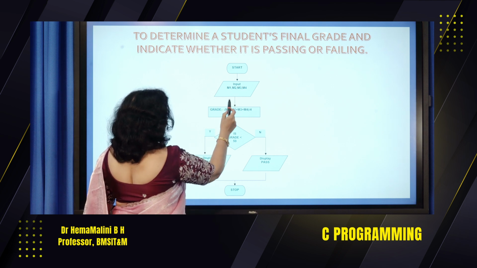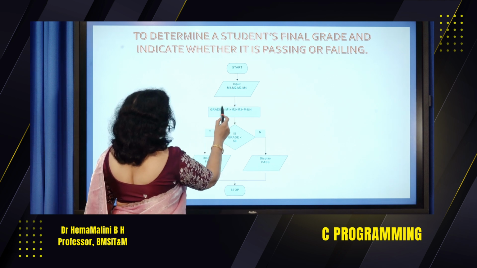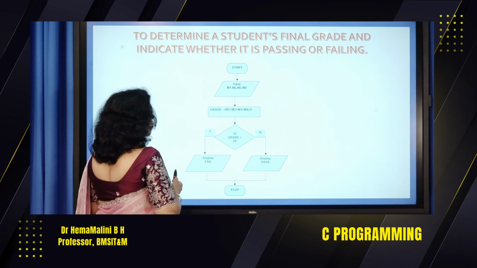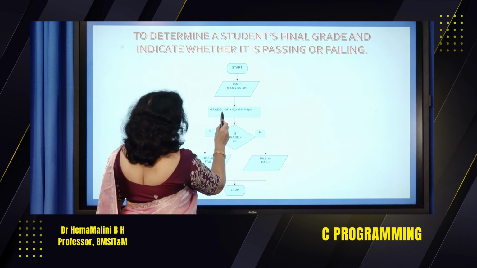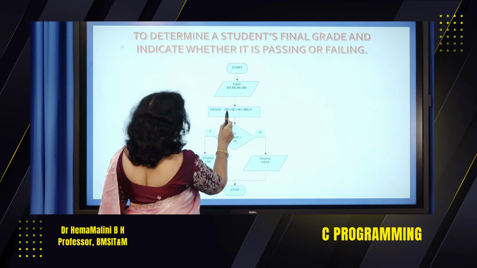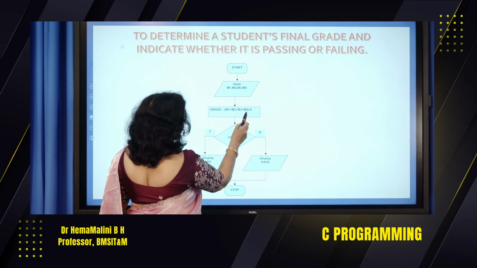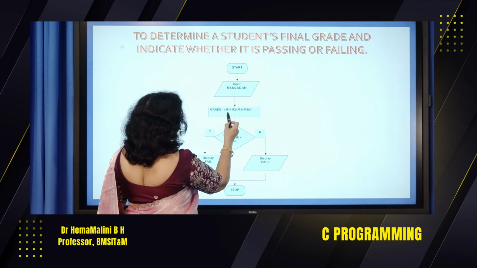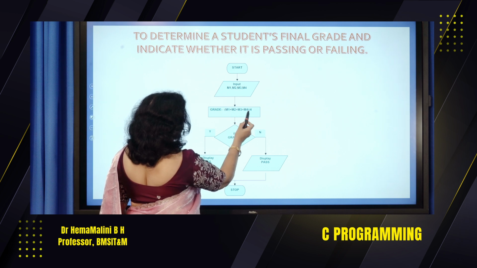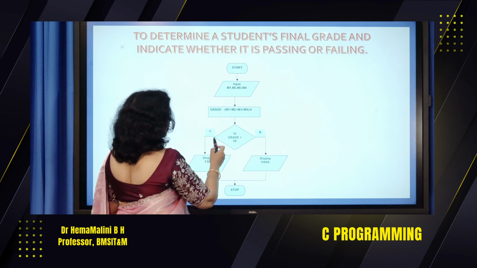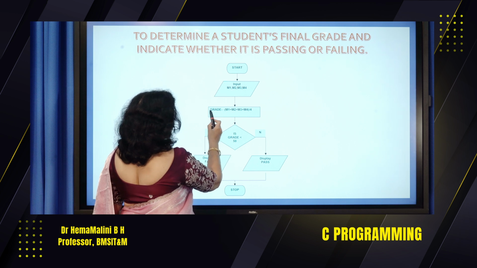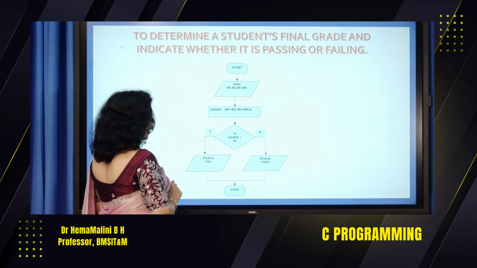After accepting the marks, that is given to this computation block. Here we are going to do the summing, that is we are going to add m1 plus m2 plus m3 plus m4, put the brackets so that it will not become just m4 by 4. So this entire thing is summed up, and the sum is divided by 4. The result is stored in the variable grade.